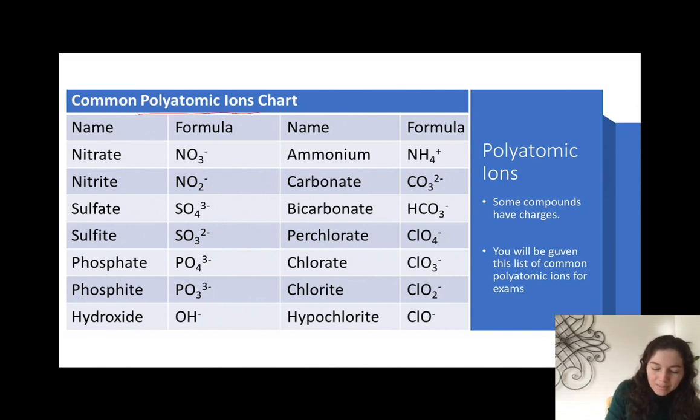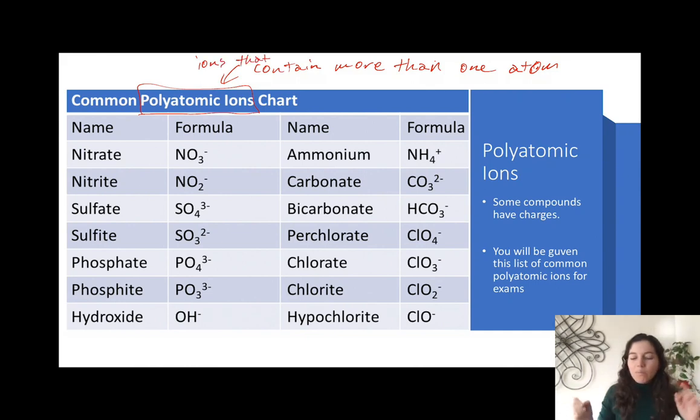So polyatomic ions contain more than one atom. Sorry, these are ions that contain more than one atom. That's what a polyatomic ion is. So we can see that here. We've got this compound thing, but it's got a charge on it. You aren't used to seeing that. You're used to seeing NO3, no charge. But some compounds have charges, and we call those polyatomic ions.